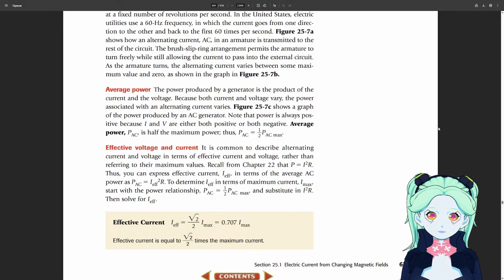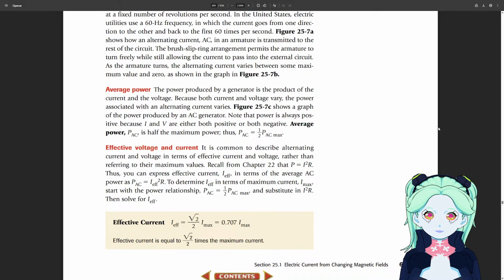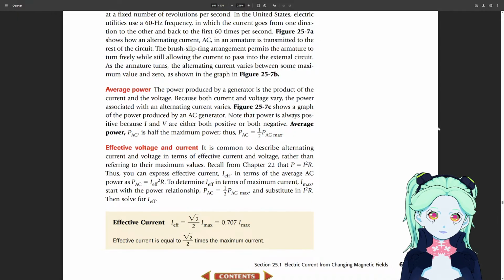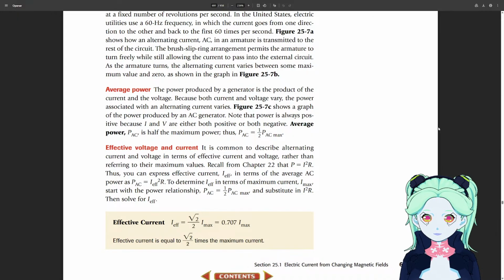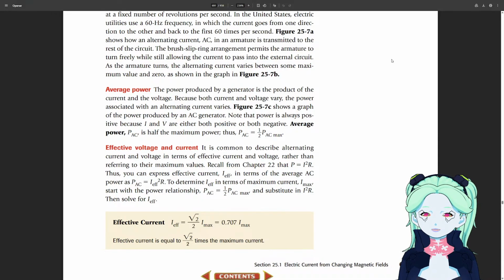Determine I effective in terms of maximum current. Start with the power relationship P_AC and substitute I squared R. Okay, so I squared R, effective is equal to one half. Wait, what? How does that make sense?